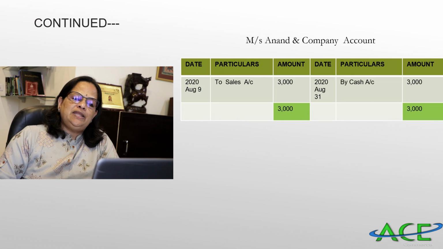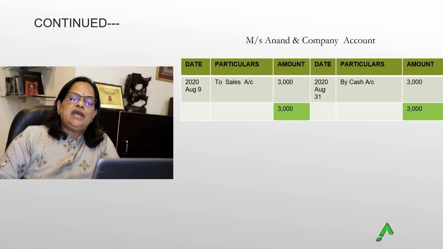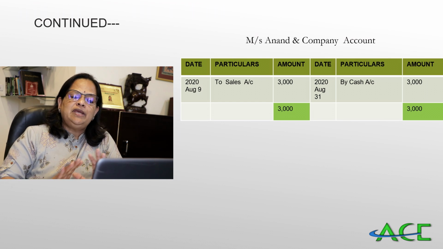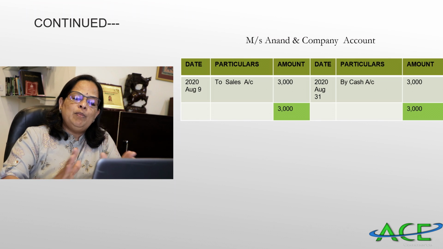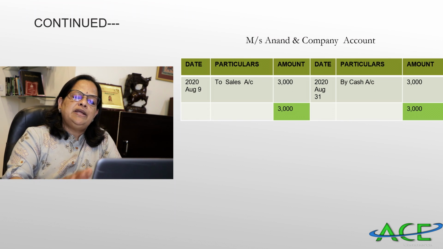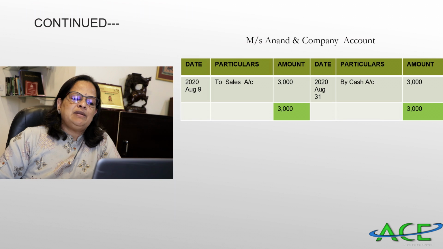Now Messrs. Anand and Company's account. So here, to sales account 3,000 and by cash account 3,000. That means this account is closed. There is no balance in this account. This item, Anand and Company's account, will not appear in the trial balance.